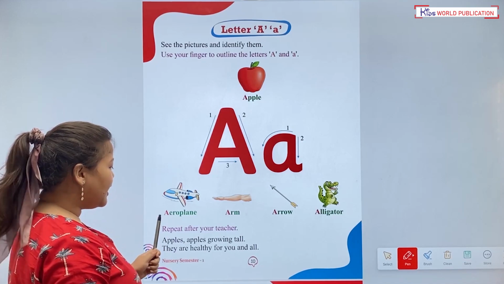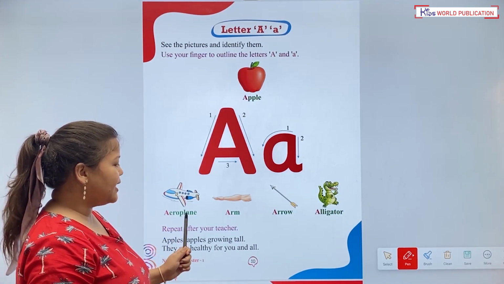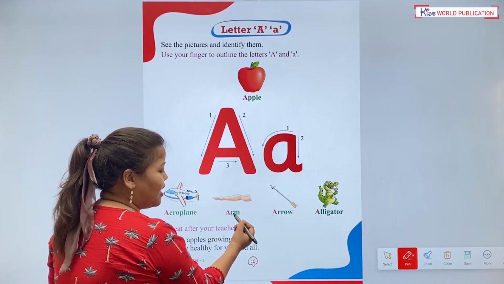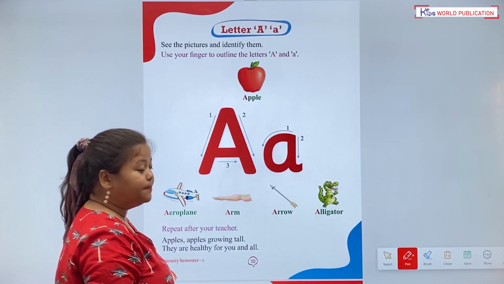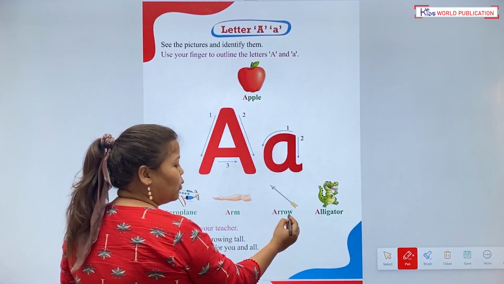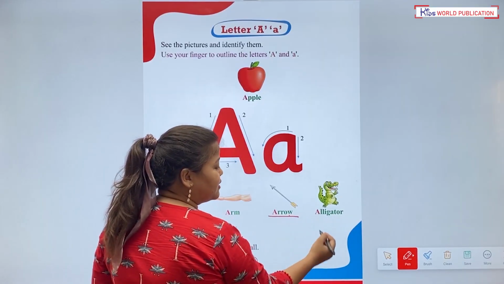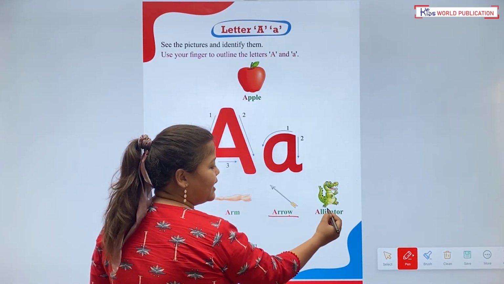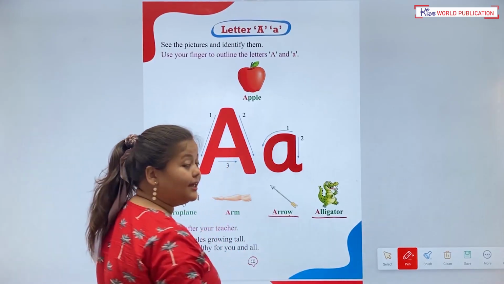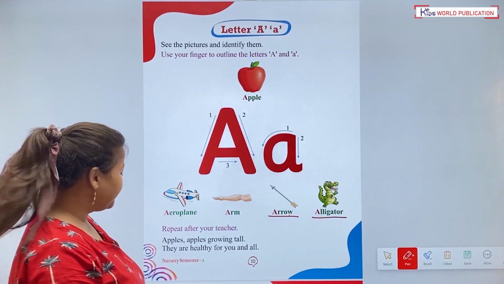Aeroplane. A, E, R, O, P, L, A, N, E. Aeroplane. Arm. A, R, M. Arm. Arrow. A, R, R, O, W. Arrow. Alligator. A, L, L, I, G, A, T, O, R. Alligator. Repeat after your teacher.